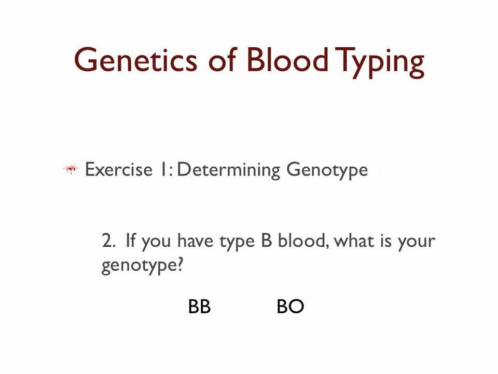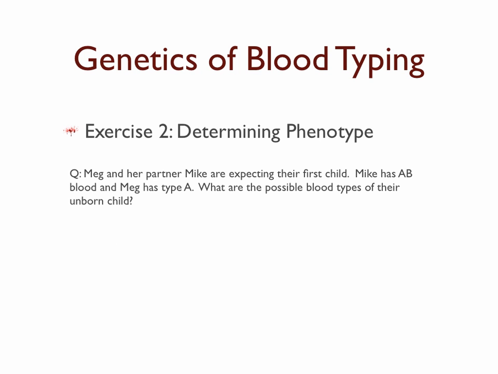Now let's complete exercise 2, determining phenotype. Question 1 says Meg and her partner Mike are expecting their first child. Mike has type AB blood and Meg has type A. What are the possible blood types of their unborn child? To answer questions like this, we have to work out Punnett squares.